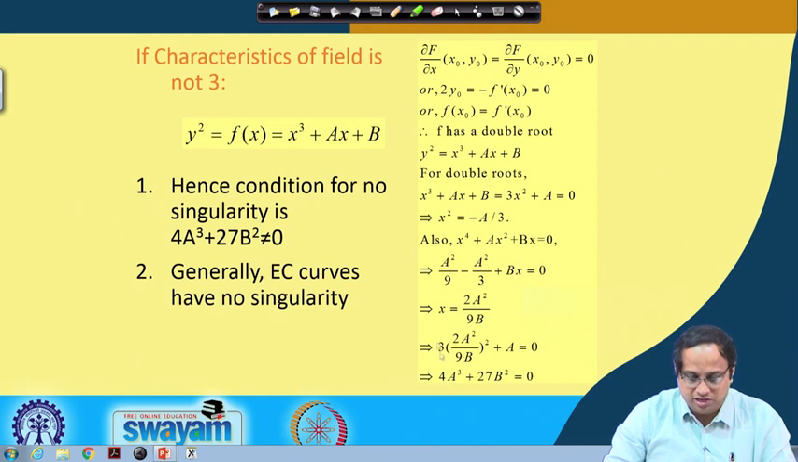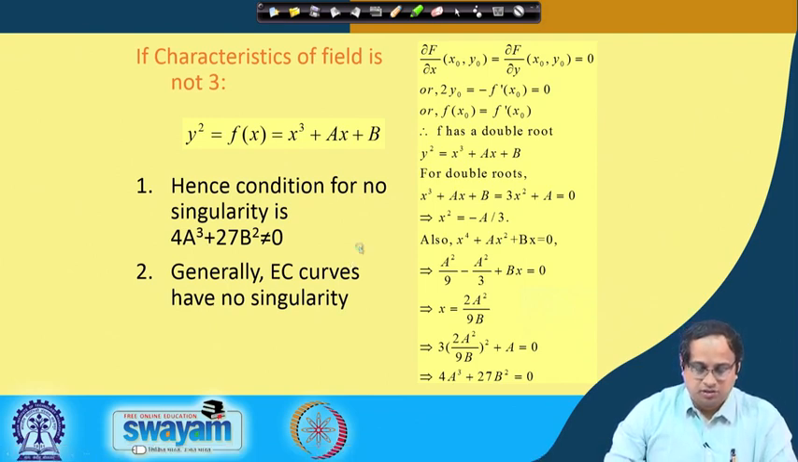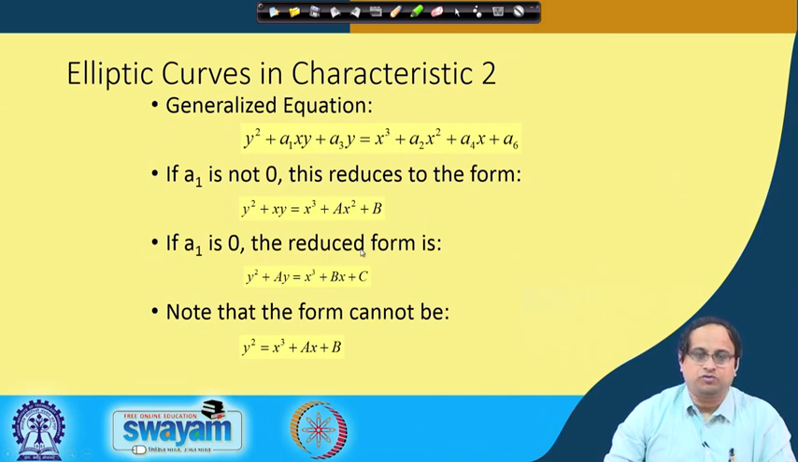That means, for singularity you need to have this discriminant equal to 0. For non-singularity, this should not be equal to 0. Typically we consider elliptic curves which have no singularity in them, because that makes the discrete log problem harder, and that is essentially what we require for our public key cryptography. Now, we will be focusing more on elliptic curves in characteristic 2.